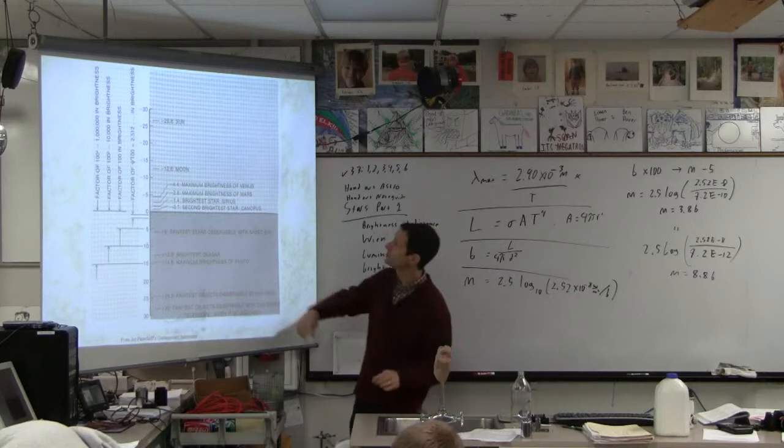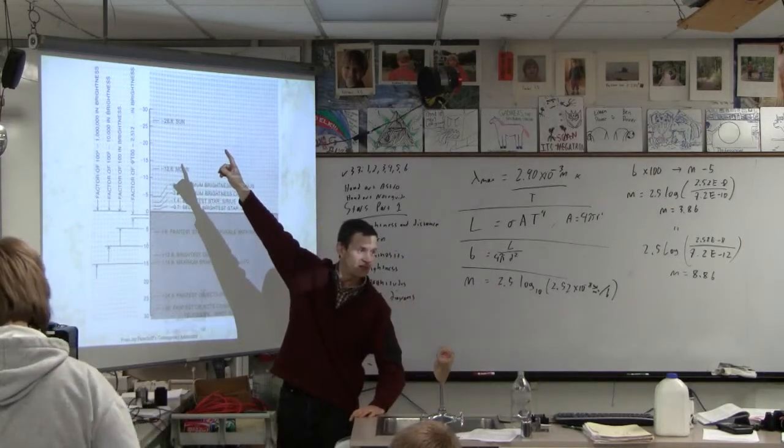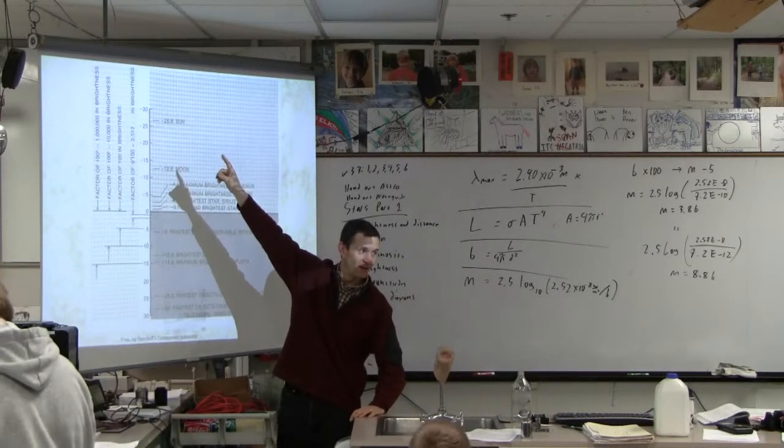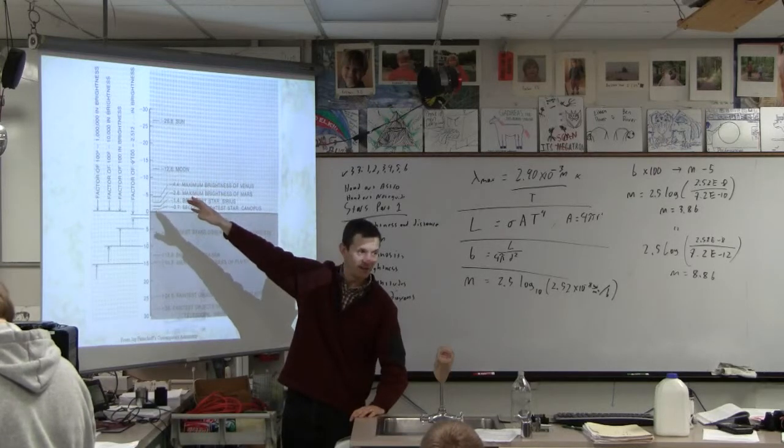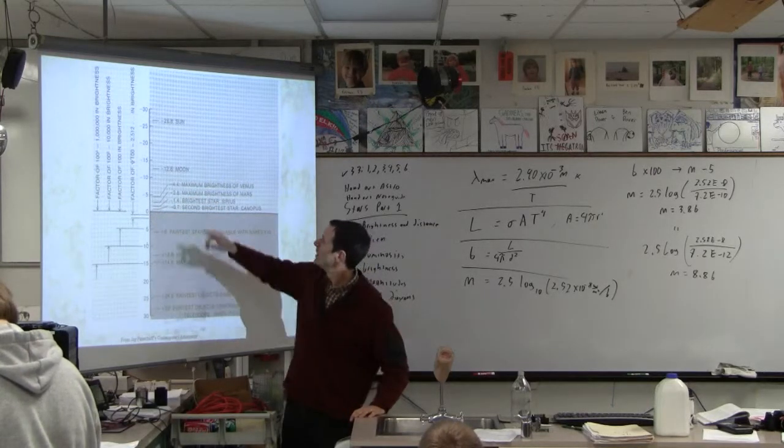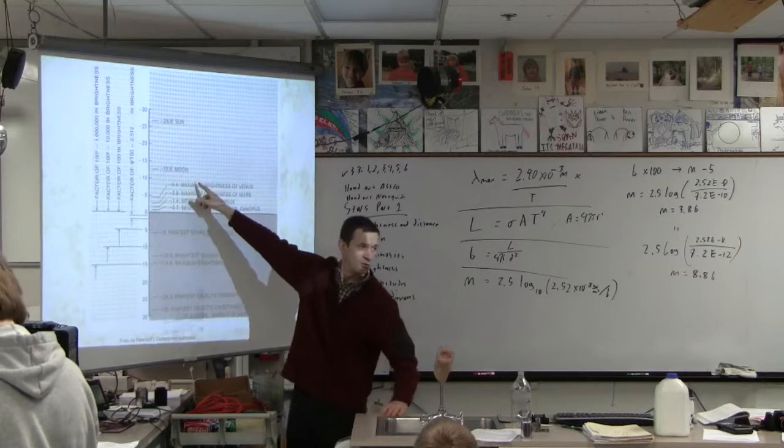Okay, but here's the sun. The sun is minus 26.8, right? Yeah, that bright object outside is the sun. Okay, minus 12.6 is the moon. The full moon is really bright.